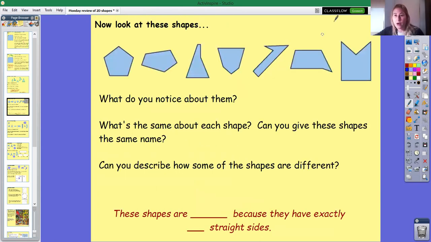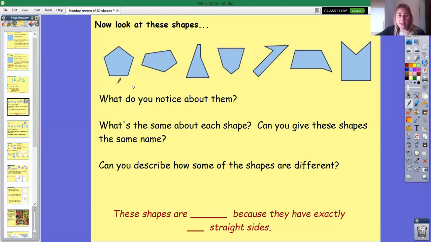Okay, so moving on, I want you now to look at these different shapes and have a think about what you notice about them, what's the same about the shapes. Could you give all of these shapes the same name, or would you have to call them something different? And can you describe how some of the shapes are different? You might want to use the STEM sentence at the bottom. Pause the video now and have a go at that.